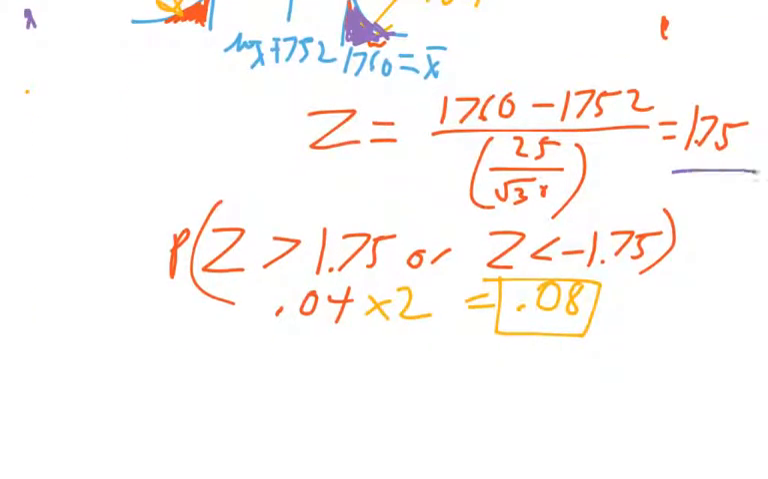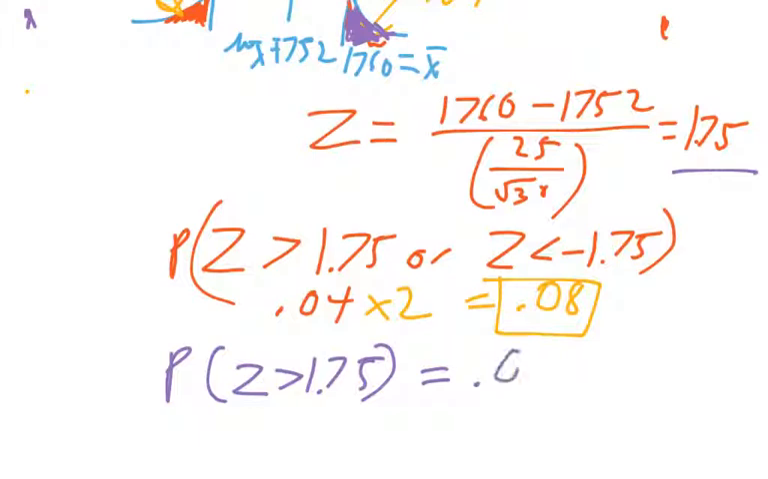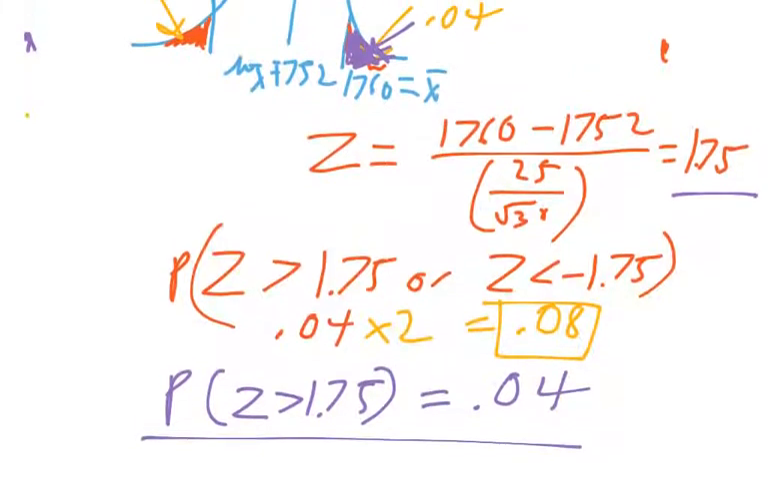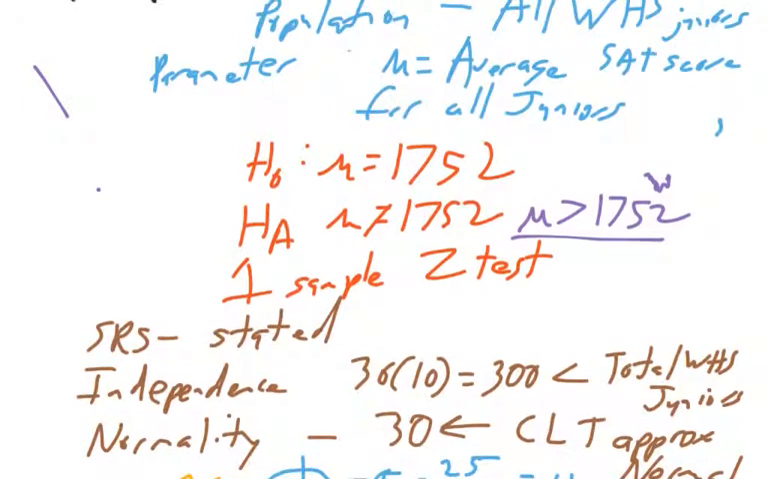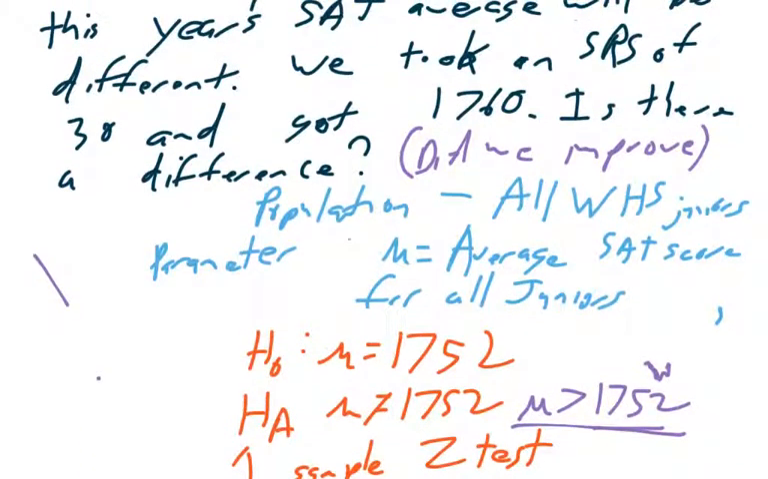My z-score would be the same, but I would just do the probability that z is bigger than 1.75, and we simply would have gotten an answer of 0.04. And so the fact that we only shaded in one side, and the fact that we changed our alternate hypothesis is the only thing that we would have changed if we changed the question to did we improve. And that's going to be it for this particular lesson.